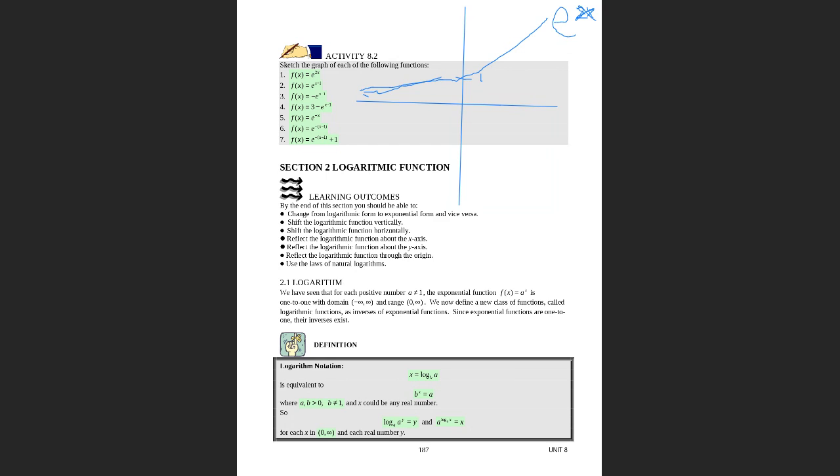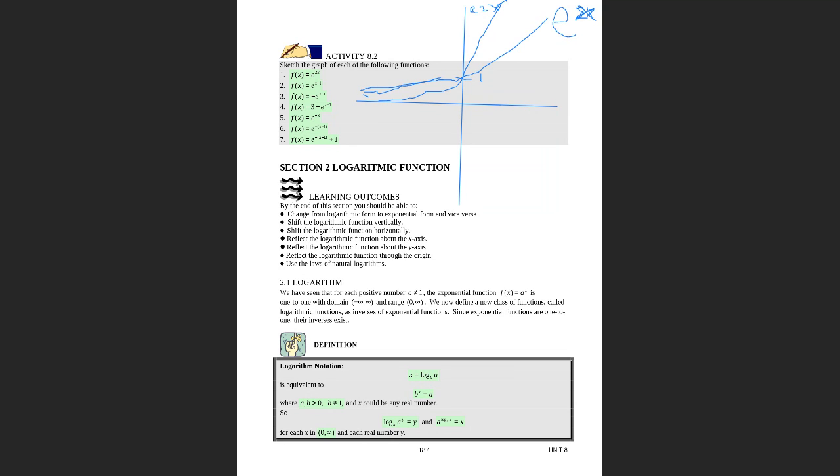When you have e exponent 2x, your graph will shrink a little bit like this. It will still pass through 0 and 1. And if you have e exponent x minus 1, your graph is going to move to the right by 1 unit. And if you negate it, it's going to reflect on the x-axis. Then if you add 3, the graph is going to go up by 3 units.